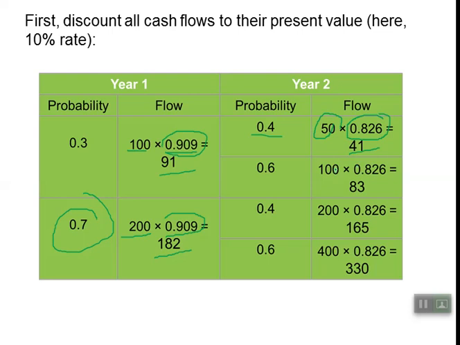Still at 100, our PV factor is this. Then this is going to be our present value cash flow. When the probability is 0.7, we expect this at 0.4. Then times our PV factor, which is this. Then you get your present value cash flows. It's the same with this times our 0.8, which is our PV factor. Then we get our present value cash flows.